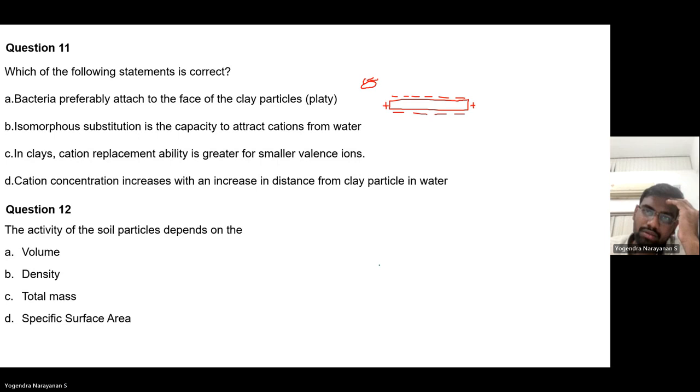And bacteria are essentially negatively charged organisms. Their net charge is negative. And the net charge in clay minerals is also negative, but their edges are positive structures. Hence, if at all the microorganisms, that is bacteria, are present, they will be present at the edges and not the faces. Hence, this option is not right.